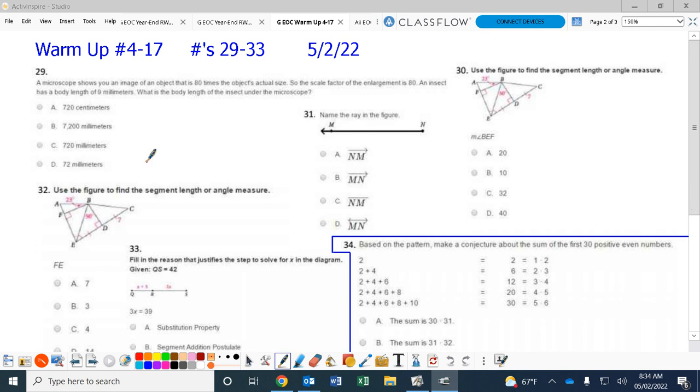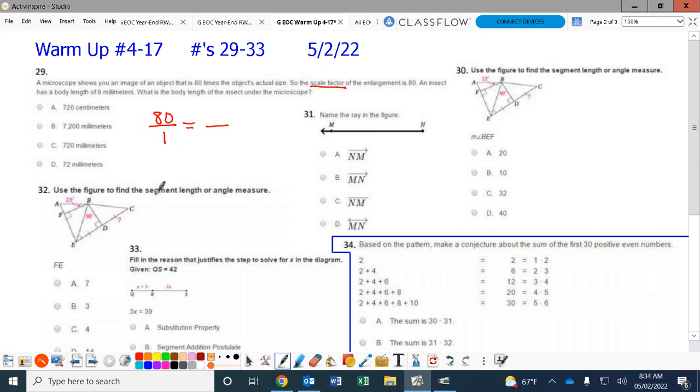Guys, you've done this before. If you've got a scale factor, you're going to be setting up a proportion. That proportion is going to have your scale factor in it. The scale factor is 80. That means 80 to what? What is the other number if you've got a whole number? 80 over what? 1. Every whole number, when it's given to you, is over 1.